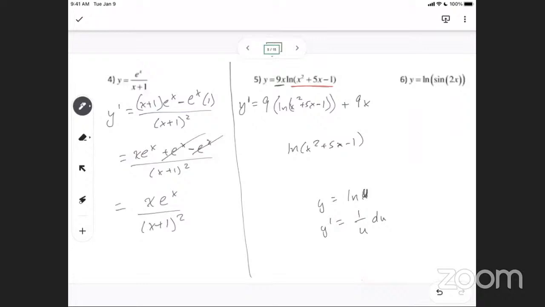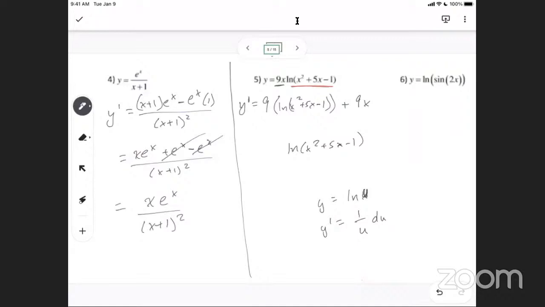Do you not have that in your notes anywhere? I might have it in my notes, but I just completely forgot. I'll just type it in real quick. My notebook's filled with a bunch of stuff that I've written down and forgot. Yeah, I was right. It's 1 over u du.